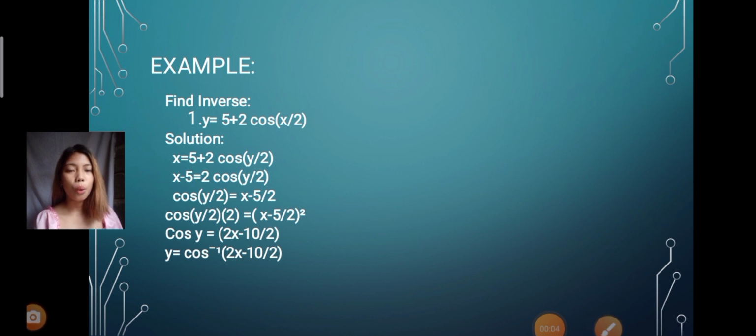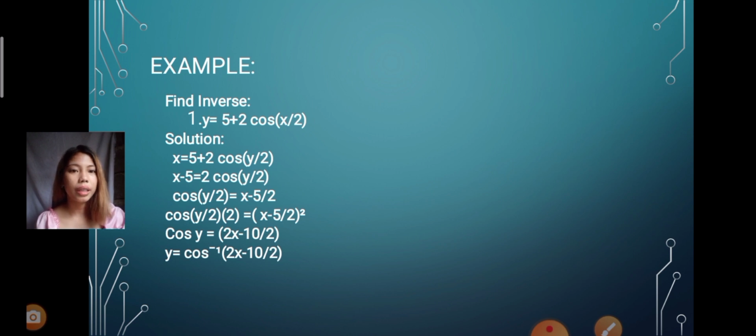Example: find the inverse. Example number 1: y equals 5 plus 2 cos (x minus 2). Solution. First, we need to interchange x and y. So we have x equals 5 plus 2 cos (y over 2). Then x minus 5 is equal to 2 cos (y over 2). Then we need to divide both sides by 2.